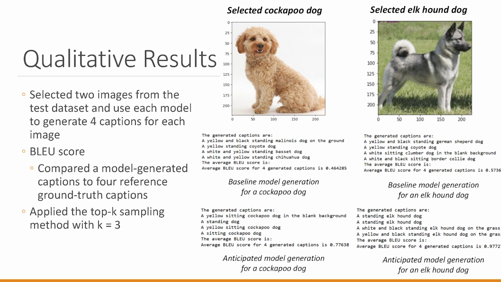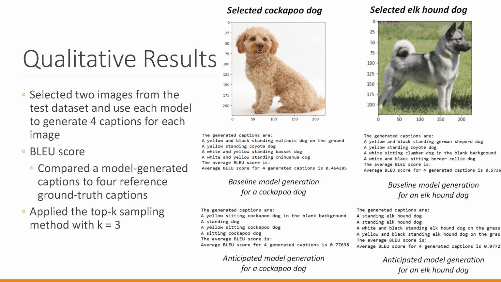We use the BLEU score to compare the model-generated caption with 4 reference ground truth captions. In our qualitative test, we select 2 images from the test data set and use each model to generate 4 captions for each image. Then we apply the top-K sampling method with K equal to 3 to recursively generate words for the captions and compute their quality using the BLEU score.